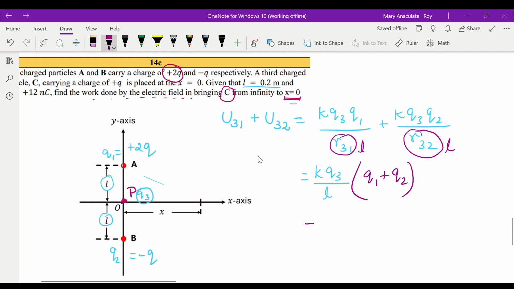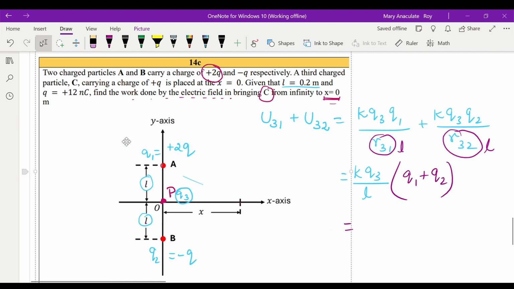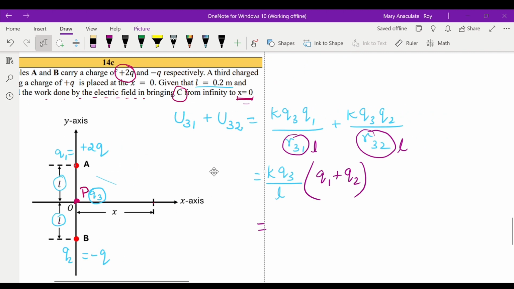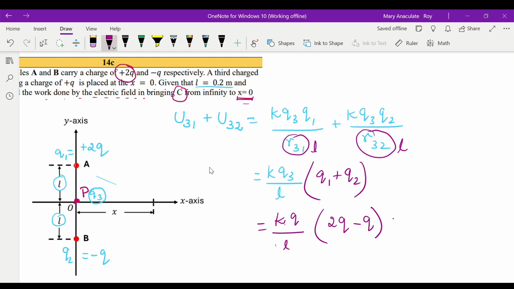Okay. Now, they give you the charges for each. Q stands for 12 nanocoulomb. Okay, remember that. And before that, again, there is a little step to do. Q1 is plus 2Q and Q2 is negative Q. So we will substitute all that. So K, this is Q itself over L. Q1 is 2Q. Q2 is minus Q. So the formula even simplifies further. So 2Q minus Q is Q itself, so it is KQ square over L.